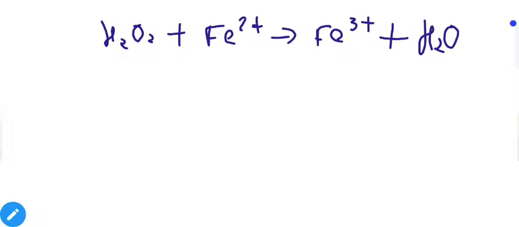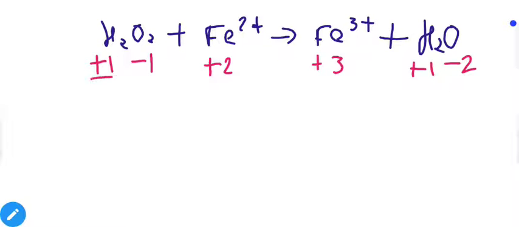So first thing we have to mention the oxidation state of each atom. Hydrogen will be in +1 oxidation state. This is hydrogen peroxide, so in peroxide, oxygen shows -1 oxidation state. Fe is in +2, Fe is in +3, and in the water molecule, hydrogen will be in +1 and oxygen will be in -2 oxidation state. So which of the elements actually participates in oxidation and reduction?